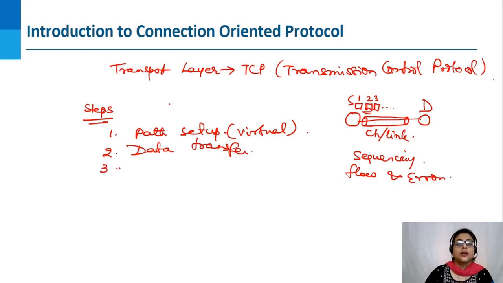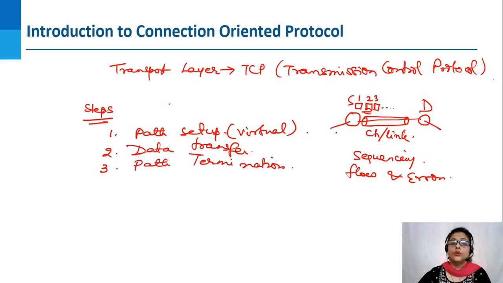The third step is path termination. One of the hosts which wants to release the connection must initiate the path termination process. Upon receiving the path termination request, the other host should send an acknowledgement confirming the path termination.